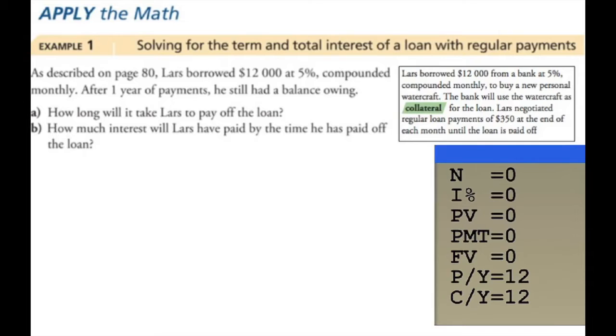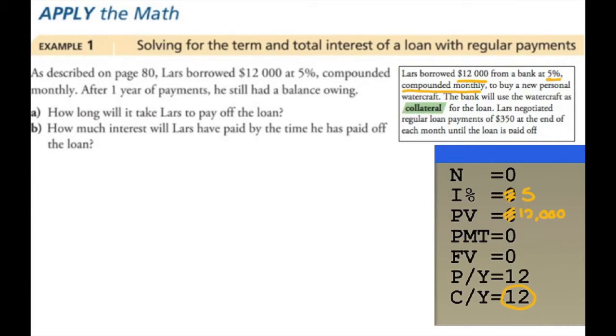So what we know is he borrowed $12,000 from the bank. That would be the present value. Now, even though we are not talking about the beginning of the loan, the present value is always the first amount borrowed. It is at 5%, that is our interest. Compounded monthly means we are compounded 12 times per year, so that default is fine.